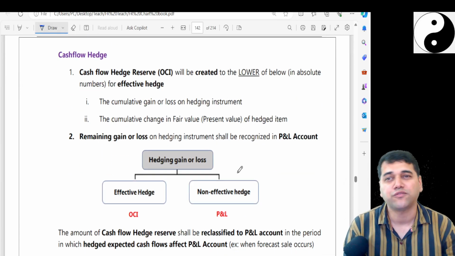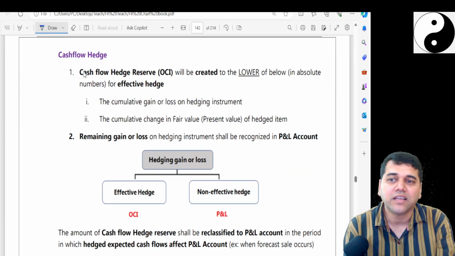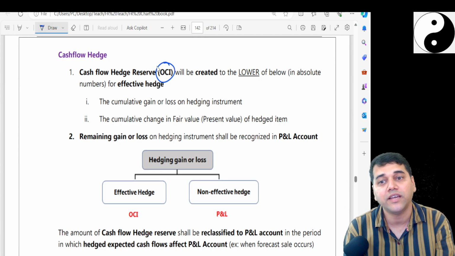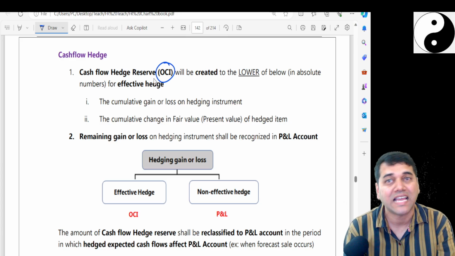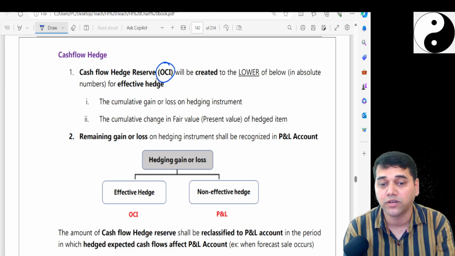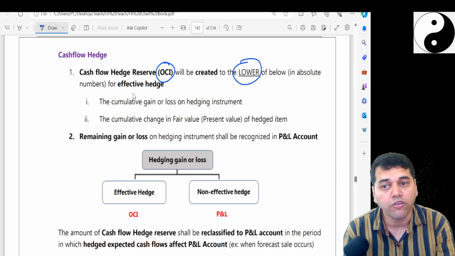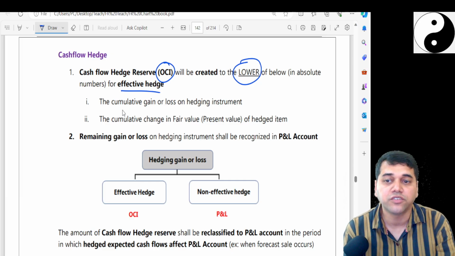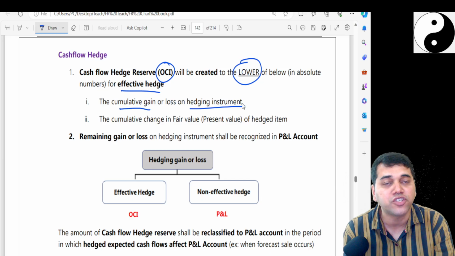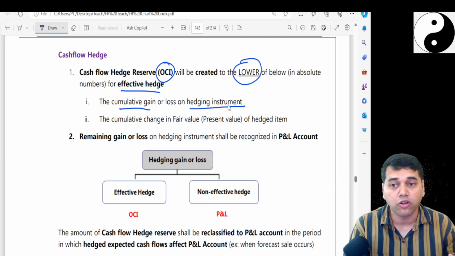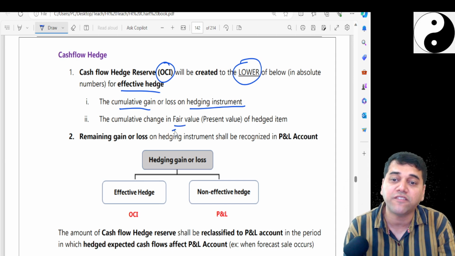Now there comes the cash flow hedge, which is a little tricky. It says that the cash flow hedge reserve will be created. In your OCI, you will find this cash flow hedge reserve, which is not recyclable. The cash flow hedge reserve will be created at the lower of the effective hedge, which is the cumulative gain or loss on the hedging instrument. That means you need to find out on a cumulative basis how much gain or loss you made versus the cumulative change in the fair value.